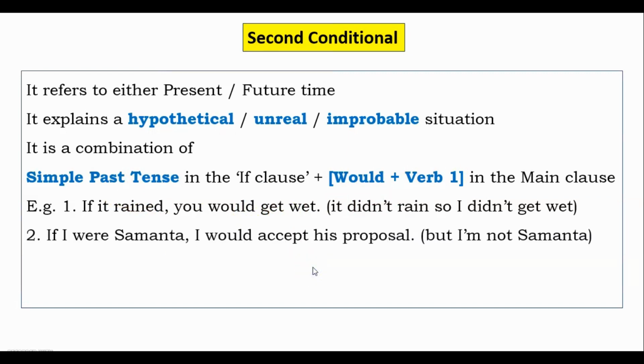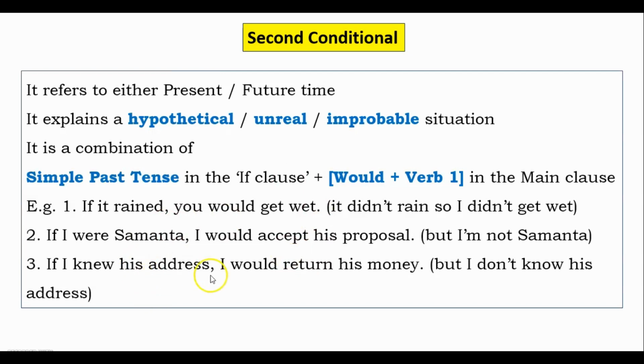Second example, if I were Samantha, I would accept his proposal. If I were Samantha, here also children make mistakes. If I is always followed by were, not was. Okay, if I were Samantha, I would accept his proposal. But I am not Samantha, I am Saujanya. So there is no chance of my becoming Samantha. Do you understand? Are you able to follow? Hope so. If I were Samantha, that is a hypothetical situation which is not at all possible. It is a totally imaginary situation.